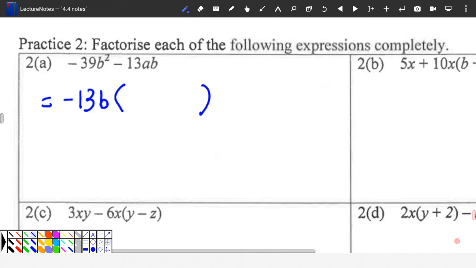Easy way is take calculator, press negative 39 divided by negative 13. Press your calculator. Negative 39 divided by negative 13. The rest also taking out calculator. 3. I thought it was 3 to the power of 2. Now b square means b times b.